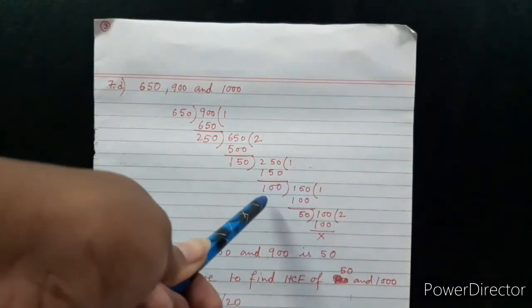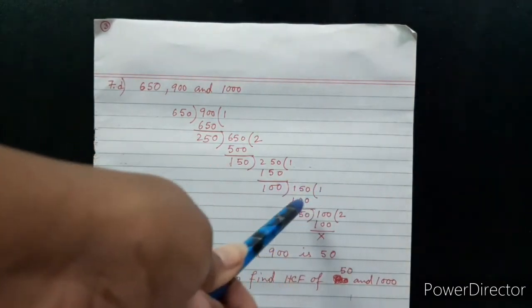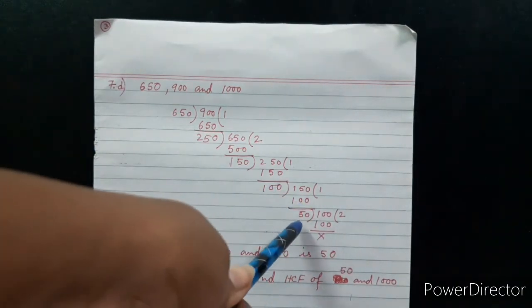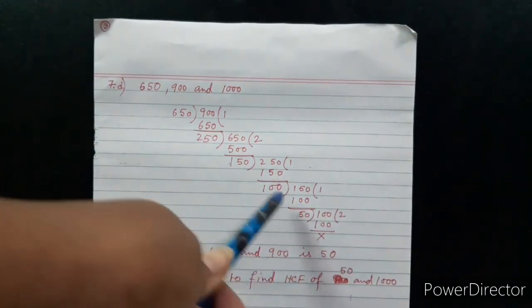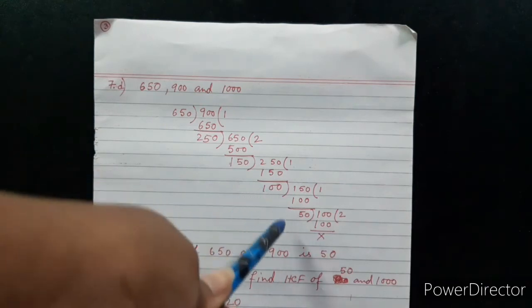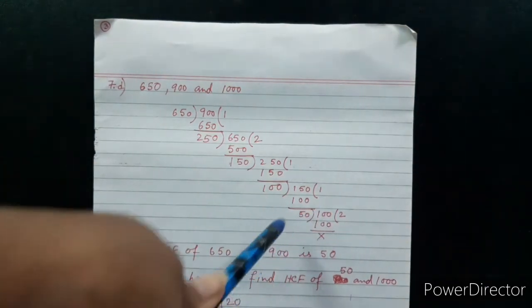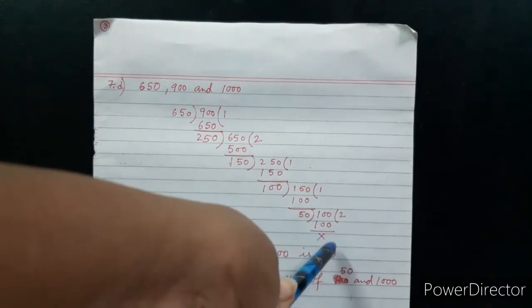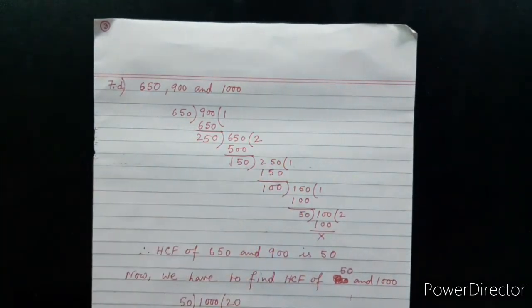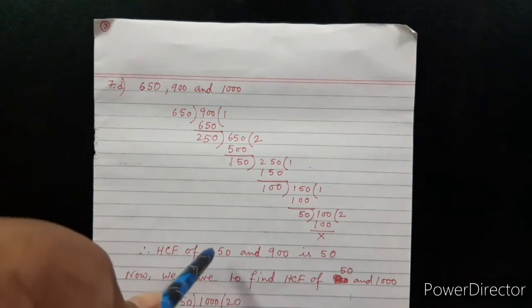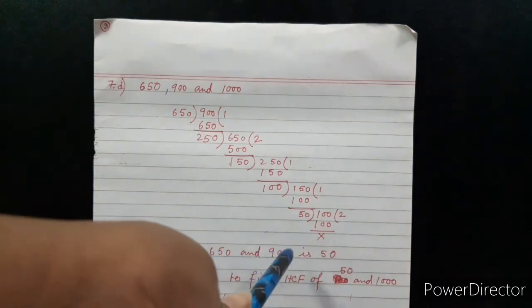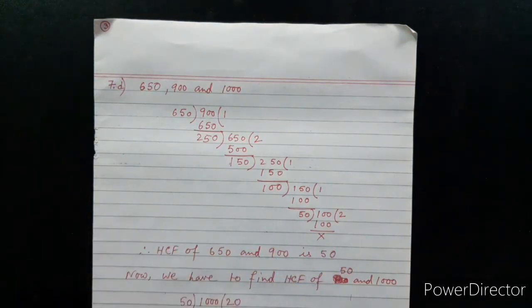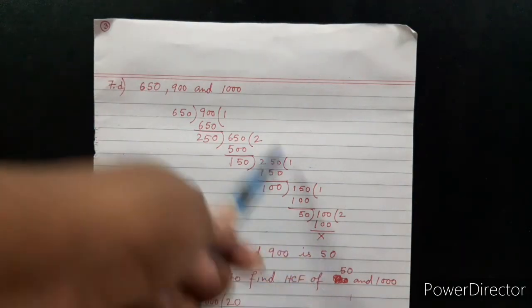So, we divide 150 by 100. 100 ones are 100. After subtracting, we get 50. 50 is smaller than 100. So, we divide 100 by 50. 50 twos are 100. Here we get 0 as remainder. So, we stop the division. The HCF of 650 and 900 is 50. Now, the second step. We consider this 50 and 1000.